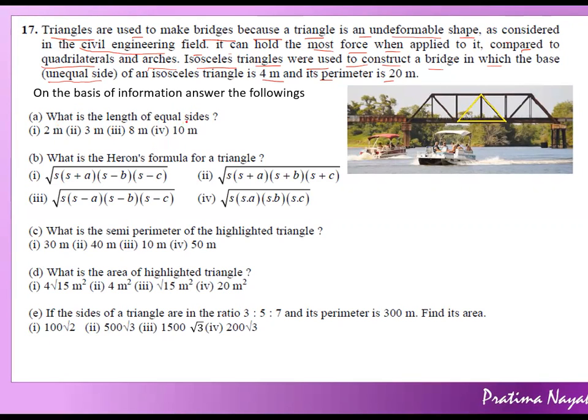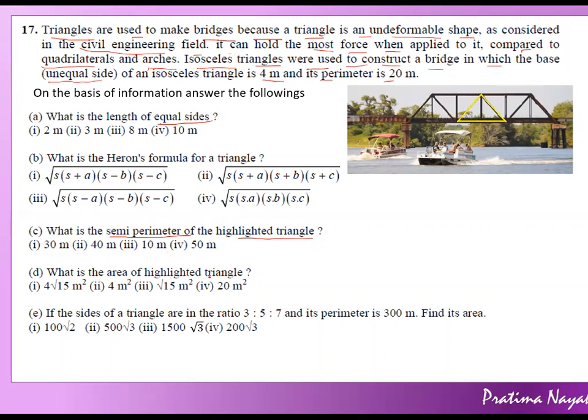What is the length of the equal sides of the triangle? Options are 2 meter, 3 meter, 8 meter, 10 meter. Part B is: what is Heron's formula for a triangle? Options are given. You have to choose which one is the correct formula. C is: what is the semi-perimeter of the highlighted triangle? That is that yellow triangle which is mentioned in the question.